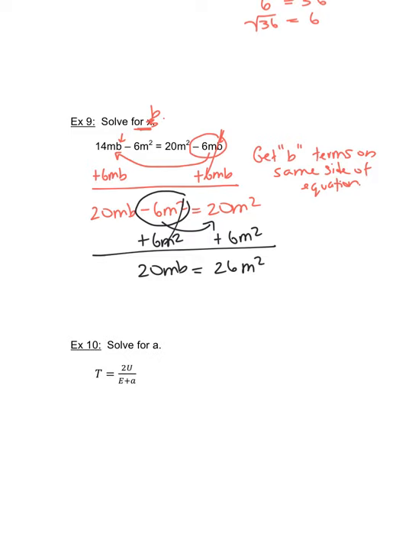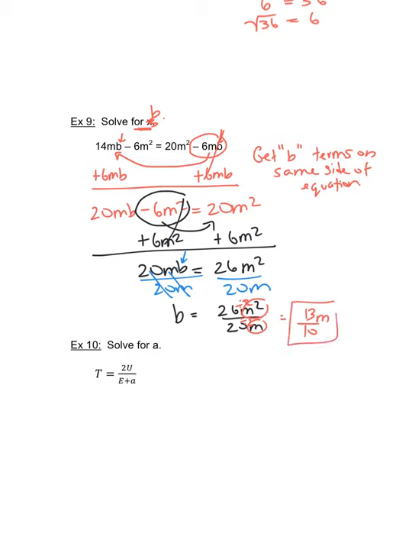And remember, my goal was to isolate b. Well, it's being multiplied by 20 and m, so I'm going to divide by 20m. Divide the right side by 20m. So my answer is b equals 26m squared all over 20m. However, when you have no plus or minus signs, you could simplify if you have common factors. 26 and 20 are both divisible by 2. So that'll become 13 over 10. And m squared divided by m is just m. So my final answer is b equals 13m over 10.